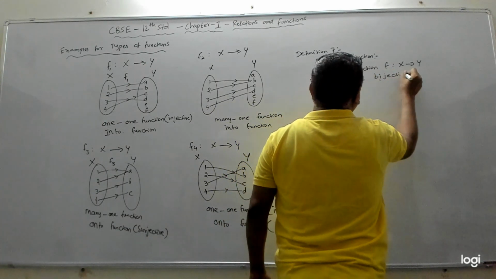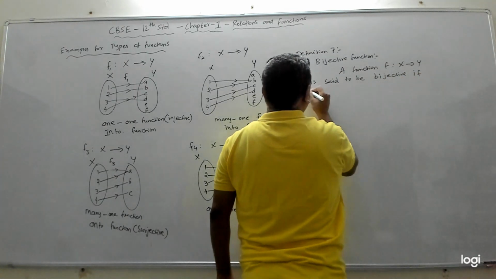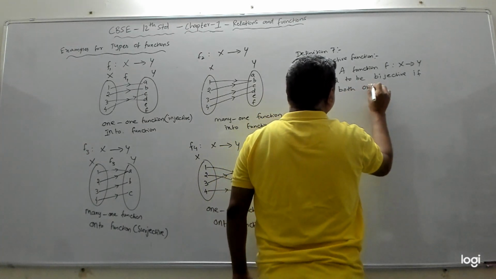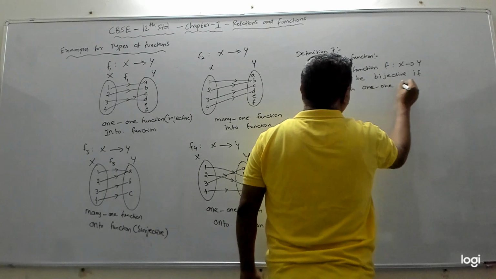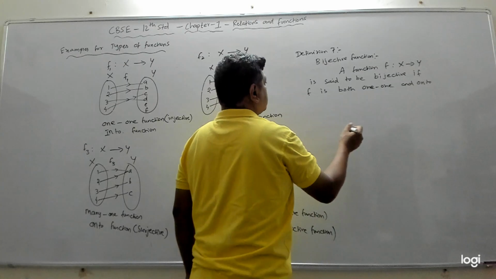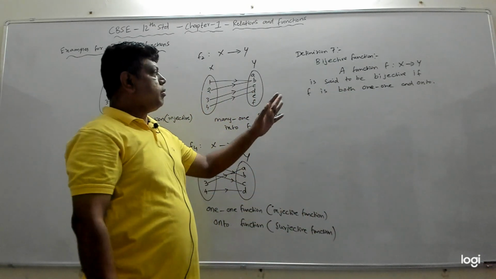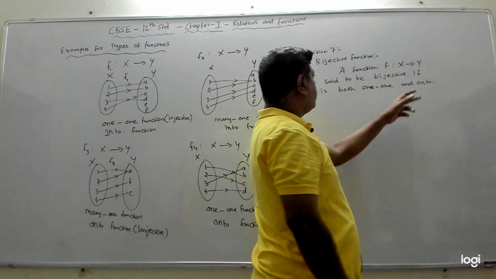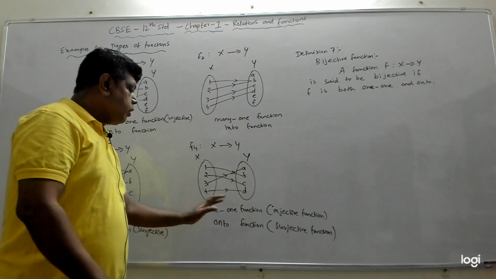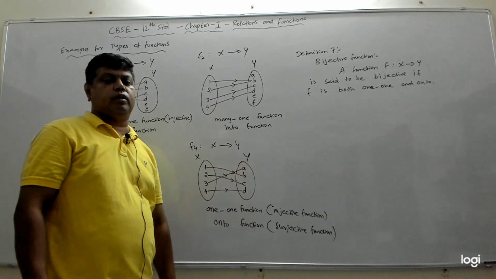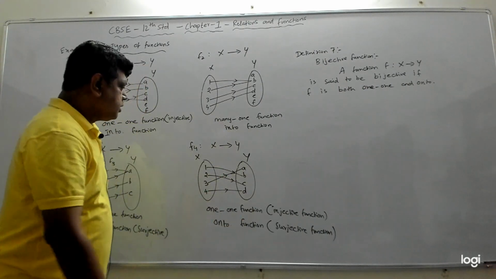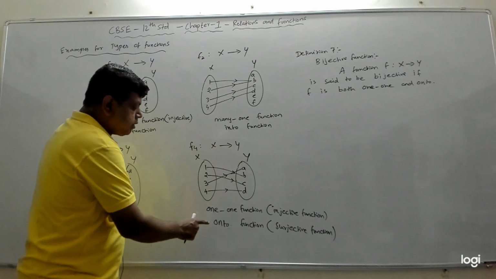if f is both one-to-one and onto. Any function which is both one-to-one and onto is called a bijective function. If we say f is bijective, it means f is both one-to-one and onto. So this is an example of a bijective function because it is both one-to-one and onto.